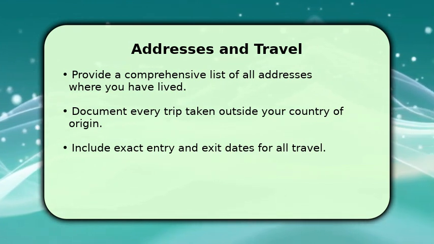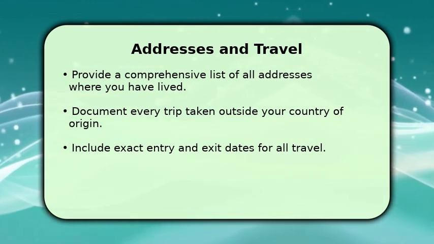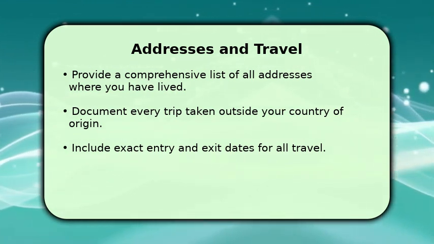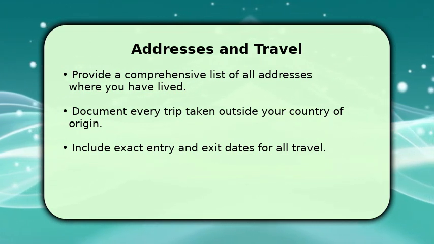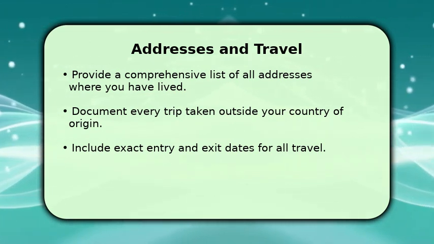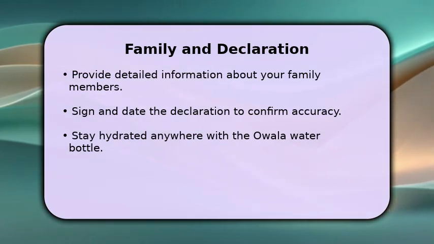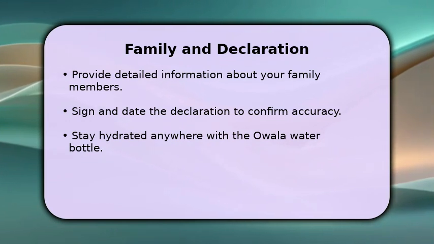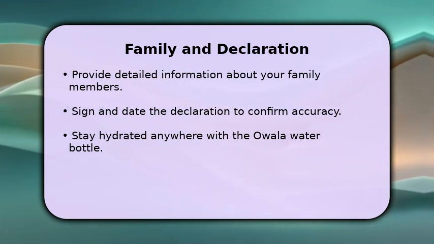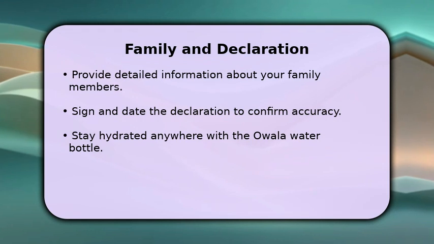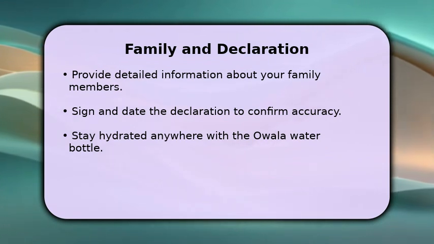After that, detail all your travel outside your country of origin, specifying the destination, purpose of travel, and precise dates of entry and exit. Finally, complete the section regarding your family members, including your parents, spouse, or common-law partner, and all children, whether dependent or not.